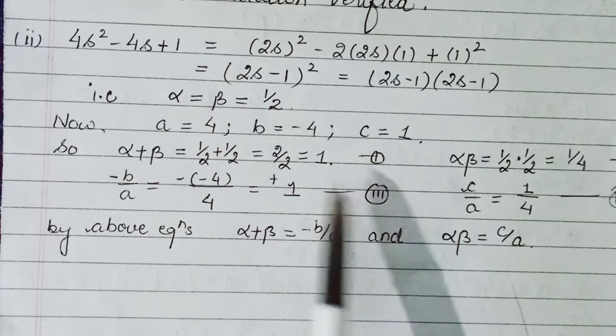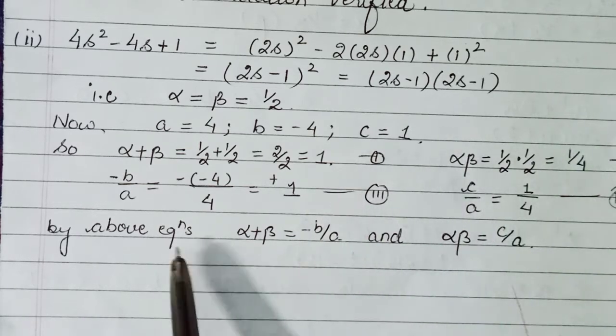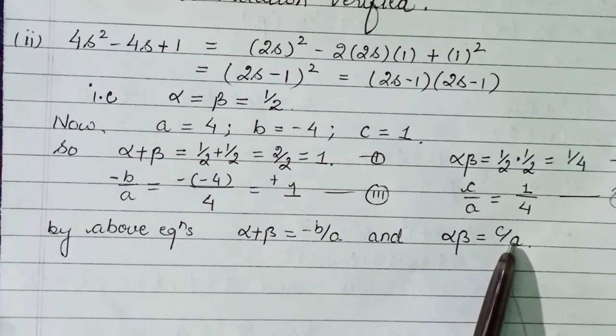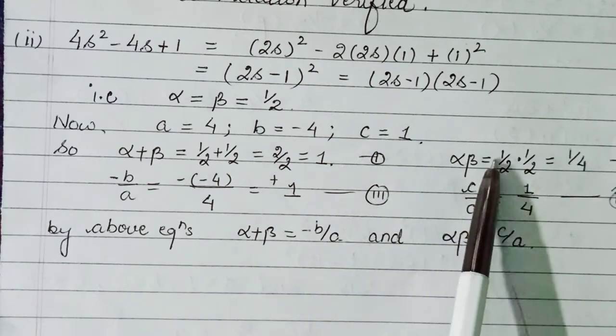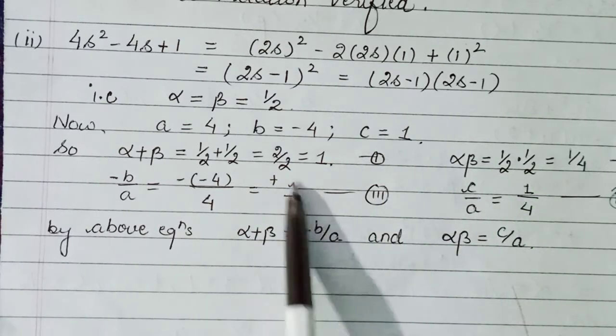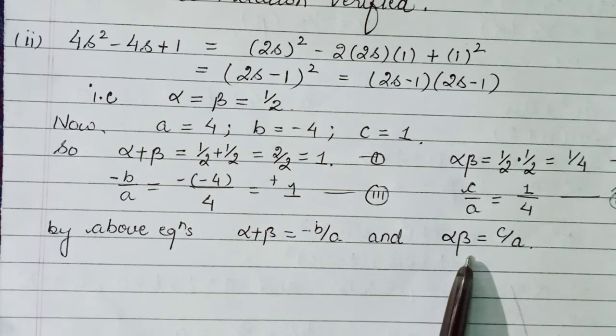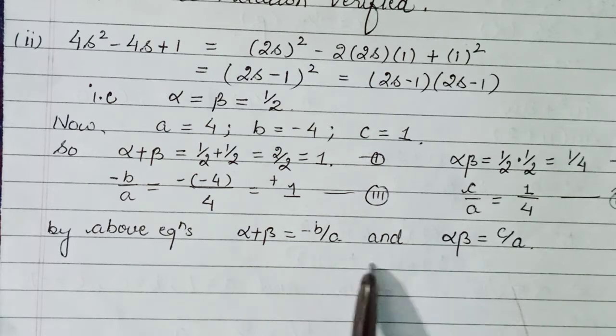Now again, if you compare, you're getting alpha plus beta same as minus b by a, and alpha beta same as c by a. So after doing the calculations only, by comparing or looking at these equations, we conclude this out here. That is how it is hence verified.